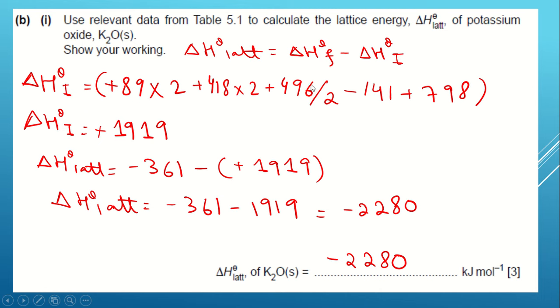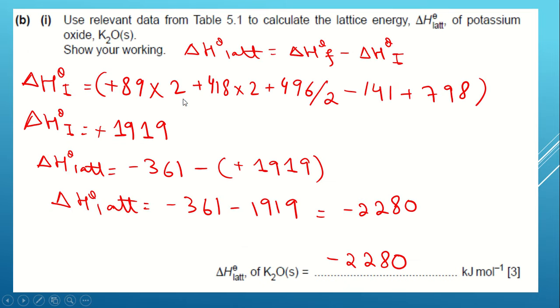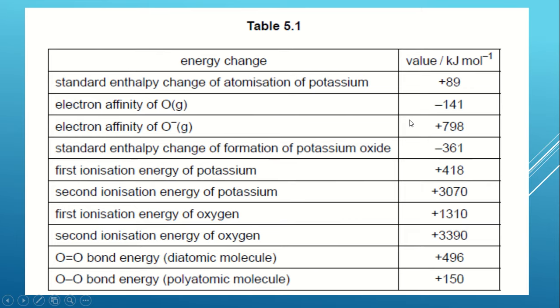Then I have shown 496 divided by 2. That is the bond energy for oxygen, a diatomic molecule, right? You divide this by 2 because in K2O only 1 mole of gaseous oxygen atoms was required in the beginning. So you take the bond energy value and divide it by 2, which is basically the enthalpy change of atomization of oxygen. Next is negative 141, that must be the first electron affinity of oxygen, plus 798, that is the second electron affinity of oxygen, right?